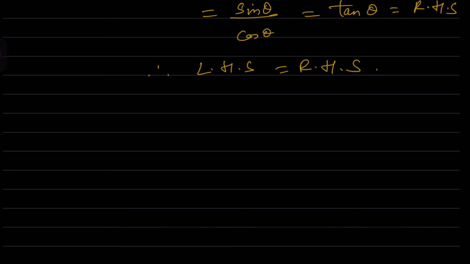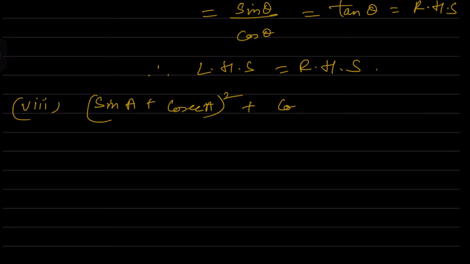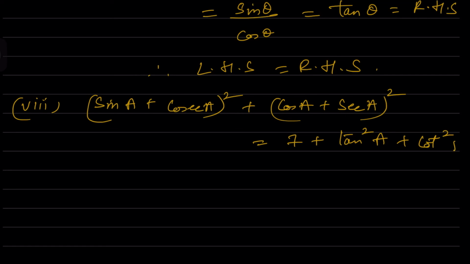Now going into the 8th problem, having (sin A plus cosecant A) whole square plus (cos A plus secant A) whole square is equal to 7 plus tan square A plus cot square A.